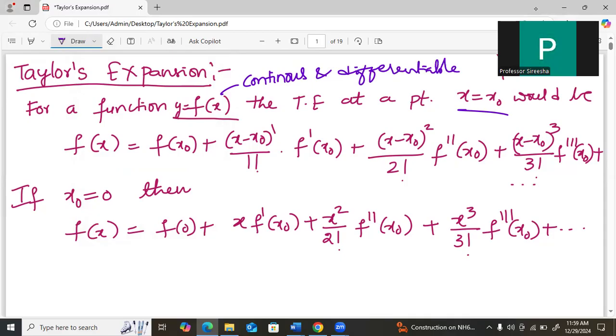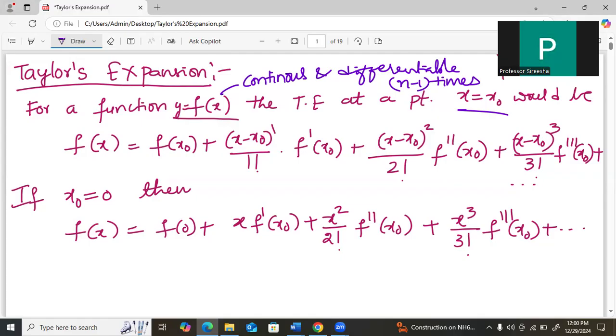Differentiable n minus 1 times. That means it should be differentiable about a point x is equal to x naught. This is how the Taylor's expansion looks. There's a rhythm. Please look at the rhythm. X minus x naught power 0 by 0 factorial. All of us know 0 factorial is 1. So f of x naught.